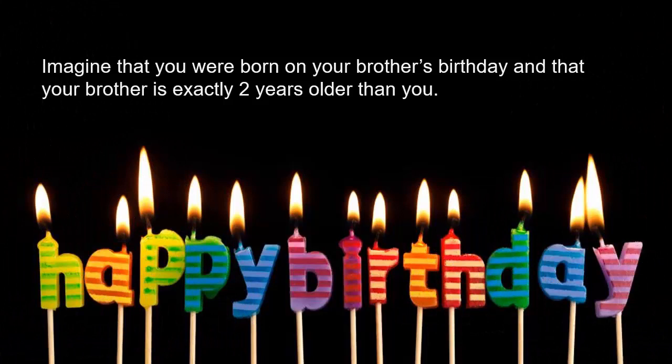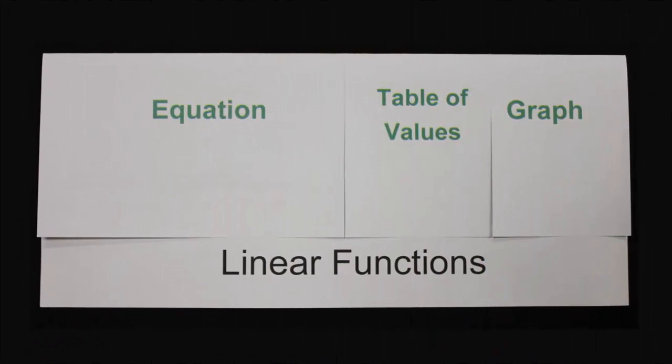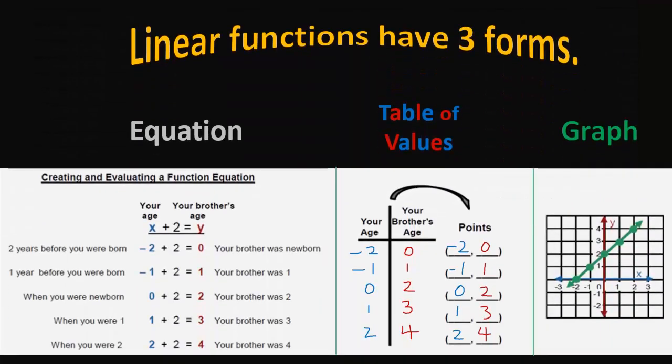Imagine that you were born on your brother's birthday and that your brother is exactly 2 years older than you. This relationship between your age and your brother's age is a linear function, and we can show it by writing it as an equation or in a table of values or by creating a graph. Linear functions have three forms.